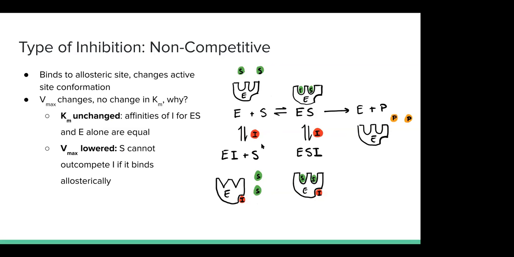In another scenario of non-competitive inhibition, the inhibitor will bind to the allosteric site again, but this time the enzyme will be bound to the substrate. So with the inhibitor bound and the substrate bound, the substrate will be kind of trapped in this active site, so it won't be able to form the products. Does that make sense?